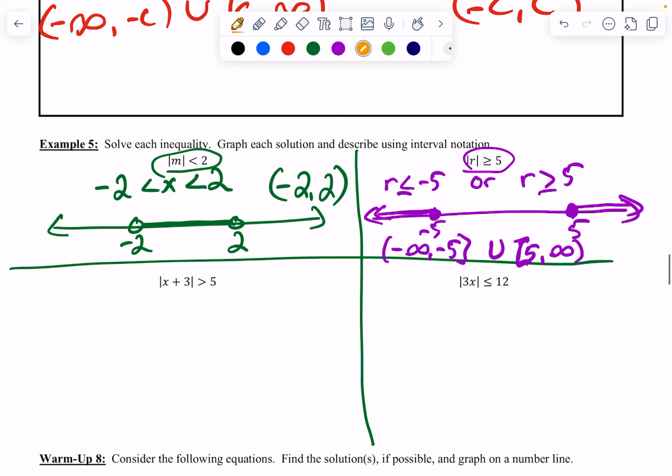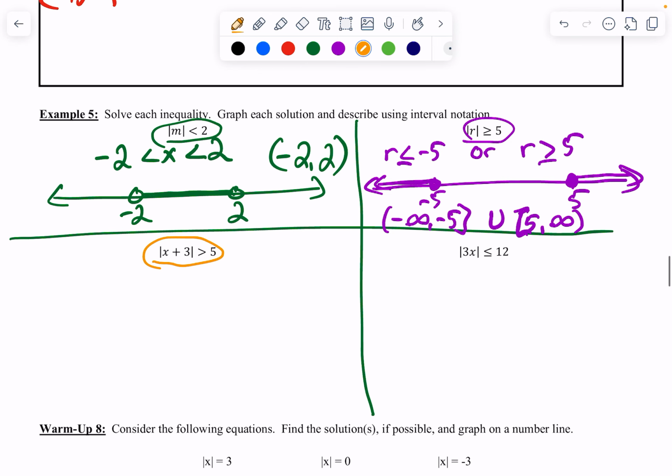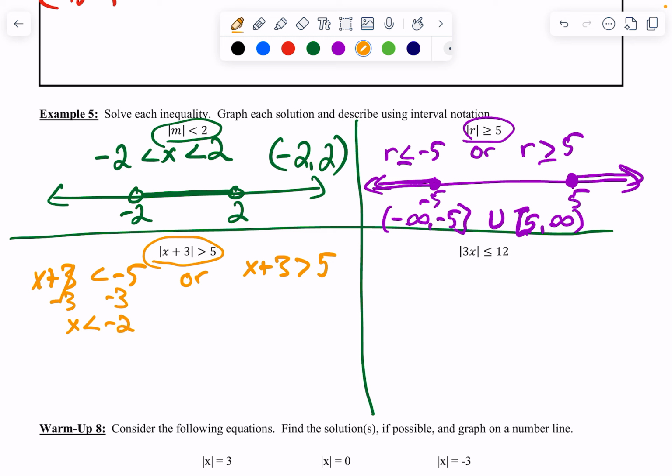Okay, next one is absolute value of x plus 3 is greater than 5. Now, we're going to use the exact same thing here that we did. So we have x plus 3 is less than -5, or x plus 3 is greater than 5. Before we go any farther, we have to solve for x, subtract 3 from both sides. X is less than -2. No, not -2, -8.